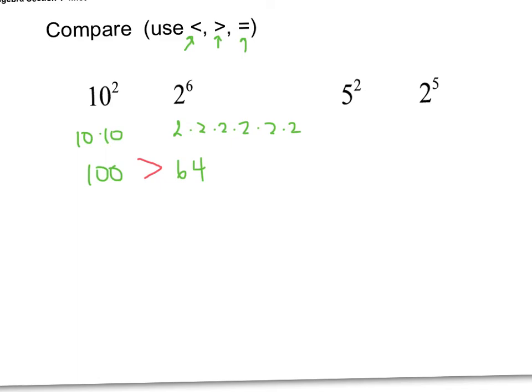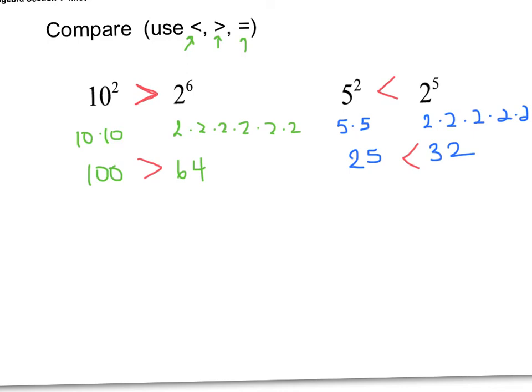So we go back to our original problem and we say 10 to the second power is greater than 2 to the sixth power. Down here we can work the same thing. 5 to the second power gives us 5 times 5, which is 25. Here we have 2 times 2 times 2 times 2 times 2, which ends up giving me 32. And so we know 32 is larger, so 25 is less than 32. So that means 5 to the second power is less than 2 to the fifth power.